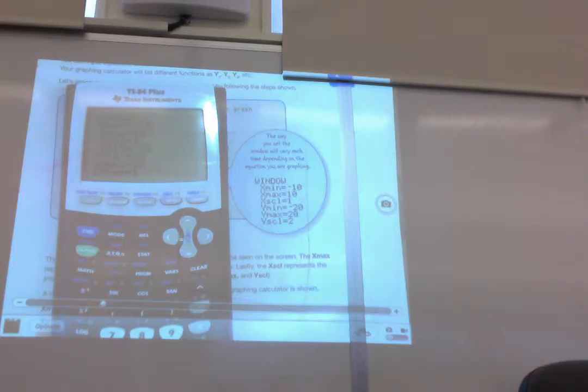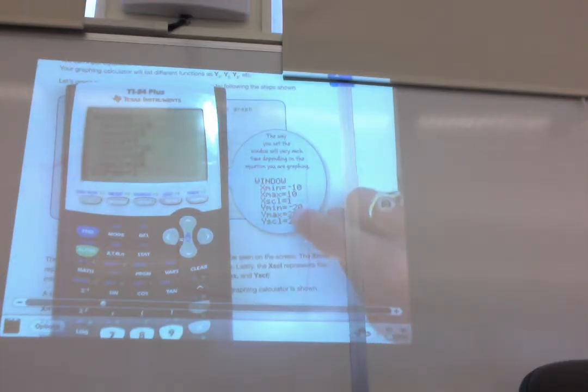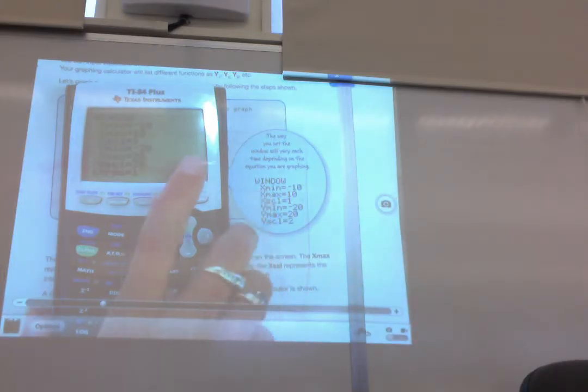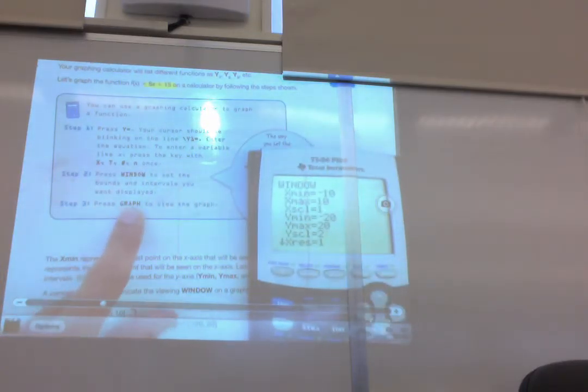So whenever you're putting a function in, you got to do two things first. One is put the function in, and two is get yourself a good window. Sometimes you won't know what that window is, but a lot of our beginning ones, they'll tell you what to put in. Later we'll have to get a little trickier. All right, now what do you see for step 3?